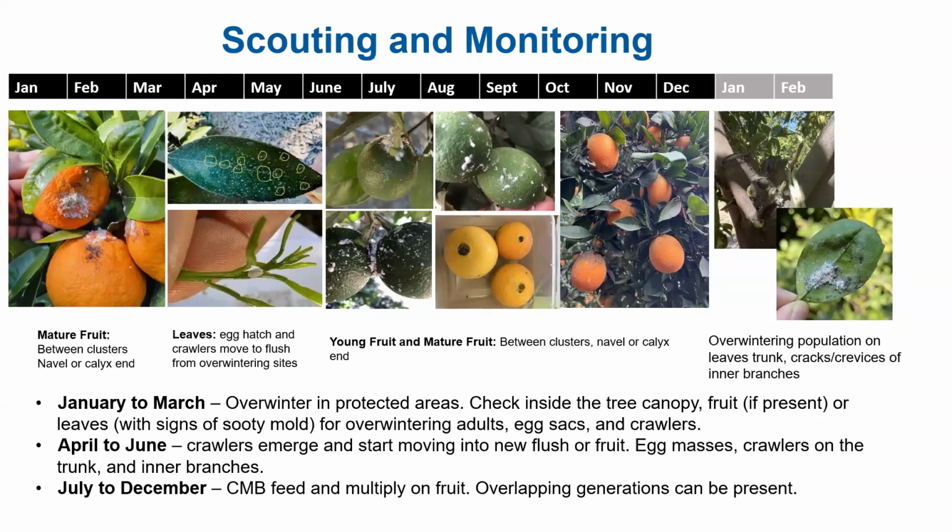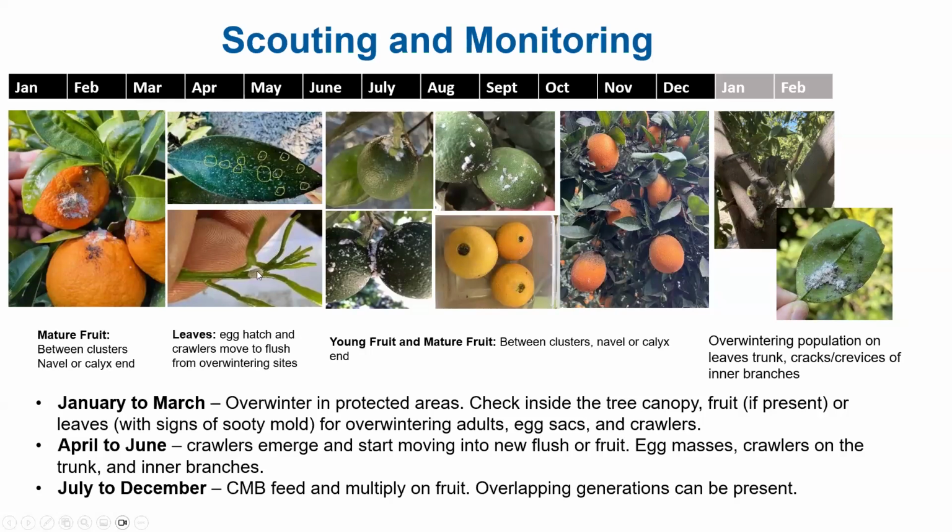January to March, in winter, when there is fruit on the tree, mealybugs are between clusters, on the navel end, under the calyx. They are on fruit. But if the block is already harvested and you have no fruit on the tree, then you might find mealybugs in cracks and crevices and under the thick canopy of leaves. That's where they live.